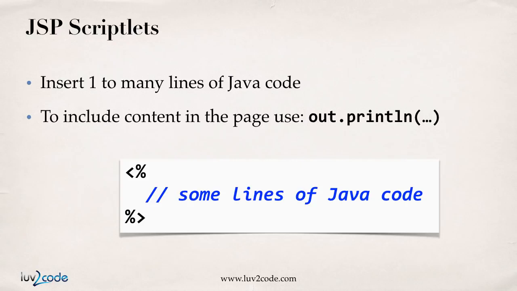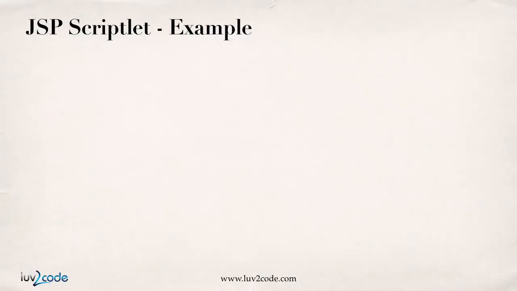And once you have this set up, then you can also include content in the page by making use of out.println. So the basic syntax is angle bracket %. You write your X number of lines of code and then %angle bracket. And that code will be executed top down when the page is processed. All right, so that's the background.